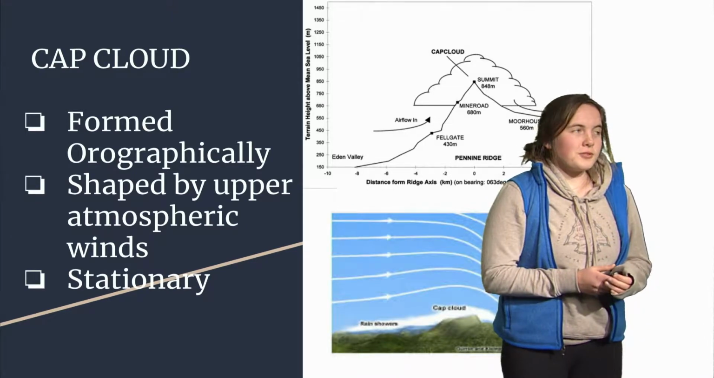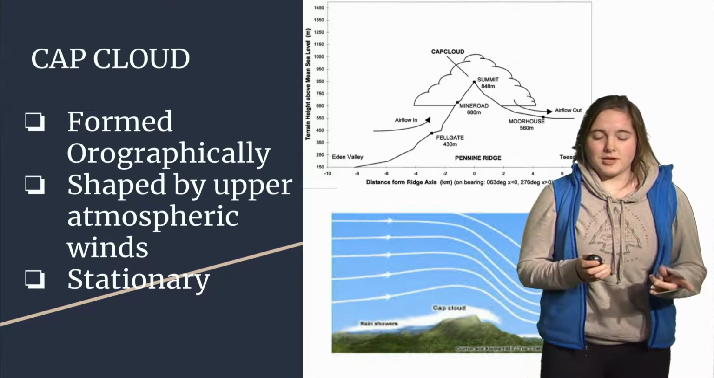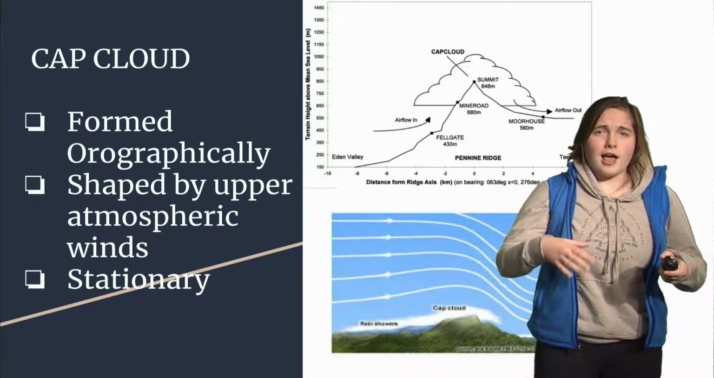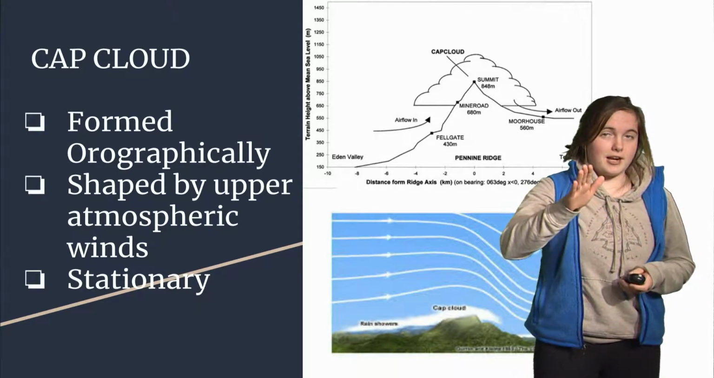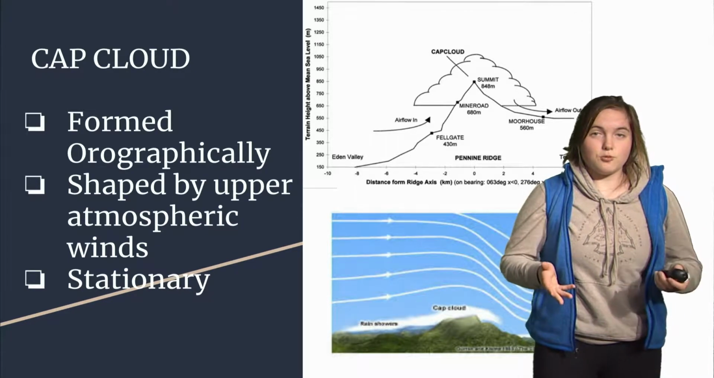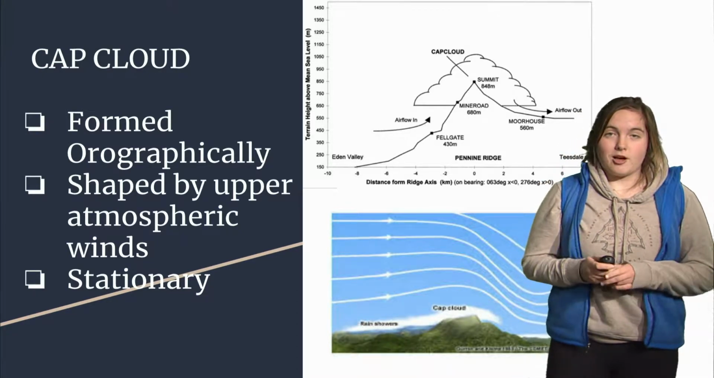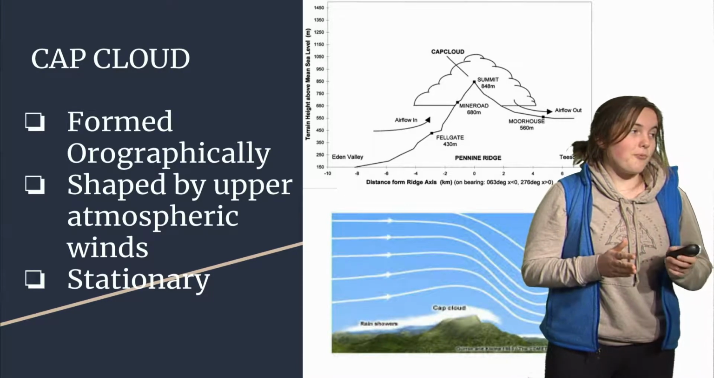So basically, starting with the cap cloud, one of the ways it's formed is orographically. Air, or wind, will encounter elevated terrain, possibly a mountain, be pushed up and cooled adiabatically, and then once it reaches its dew point, it will form a cloud. The cap cloud is also stationary and is shaped by upper atmospheric winds.